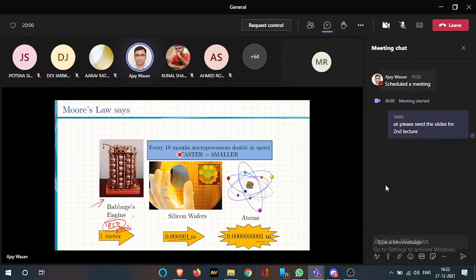There is one Moore's law. It says that every 18 months, microprocessors double in speed, becoming faster and smaller. The first computer had, let us say, one IC of 1 by 1 inch with maybe 100 circuits. Nowadays you will find more than 10 to the power 10 circuits in the same size, and they become more and more faster. Size is reducing, devices are becoming faster. So one day our ICs will be of atomic size, nanometer.